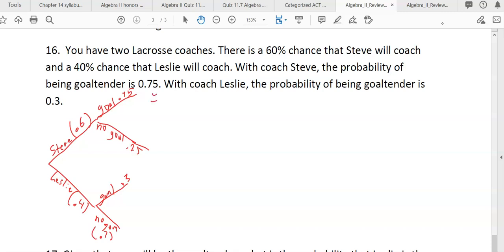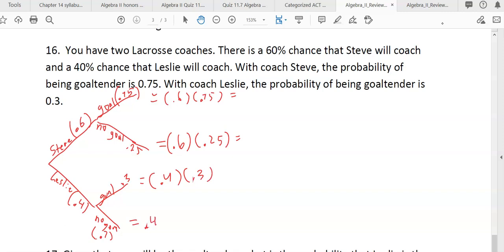So I like to figure out the ends here. I'm not sure what this question is going to ask, but usually this helps quite a bit. So you want to multiply 0.6 times 0.75. This one you want to multiply 0.6 times 0.25. This one would be 0.4 times 0.3. This would be 0.4 times 0.7. And these should all add up to 1 or 100% here. So I'm going to calculate out.